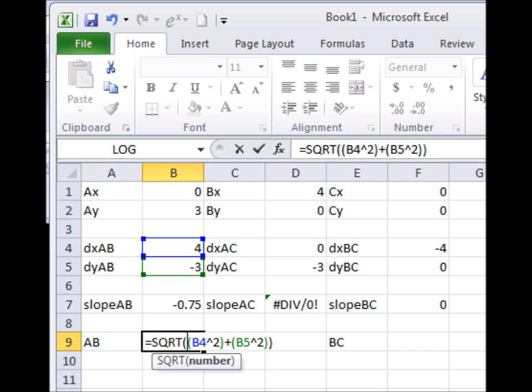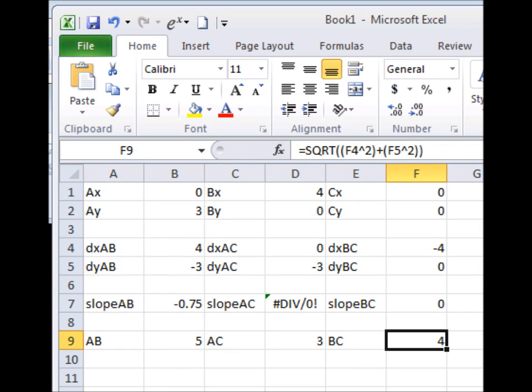So type in that formula, make sure it's referencing the correct cells, or rather, not slopes, but delta x and delta y. And hit enter, and you should come out with the length of the line AB. Repeat the same things for AC and BC, and you should come out with 3 and 4.